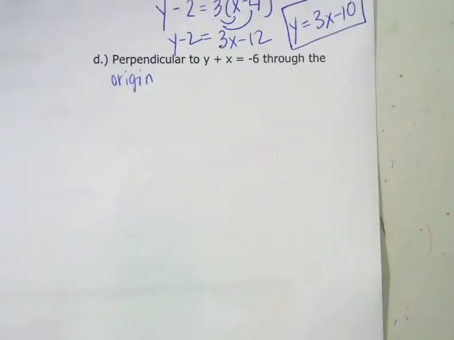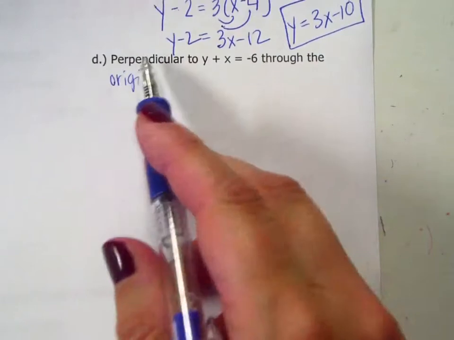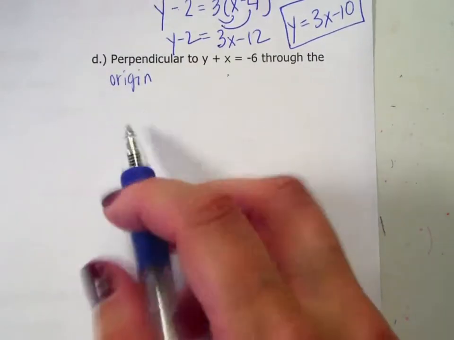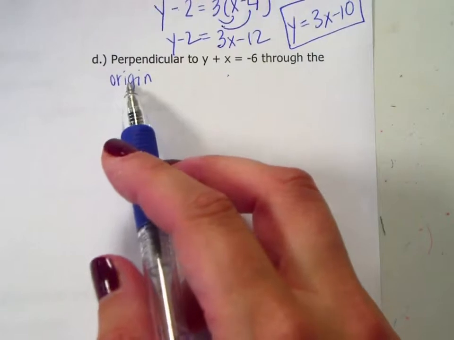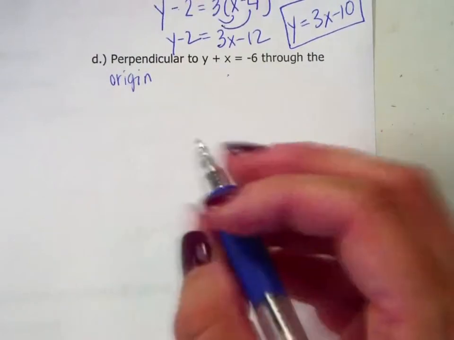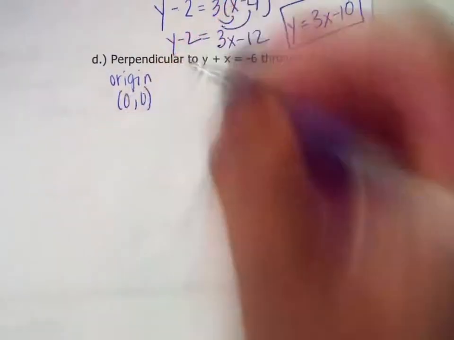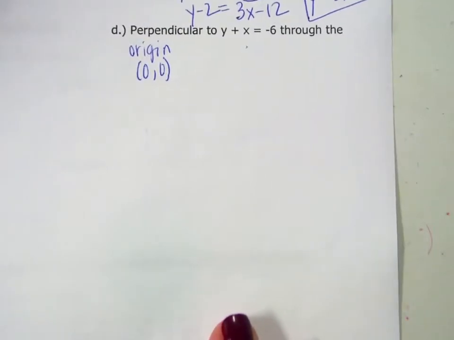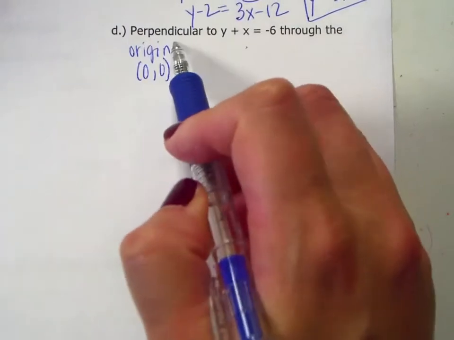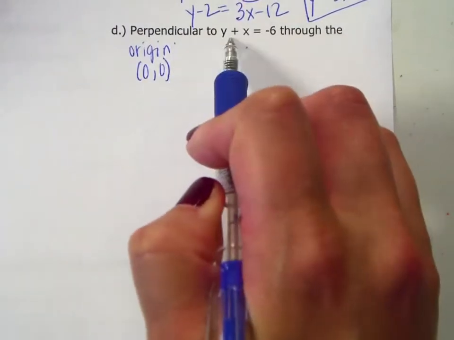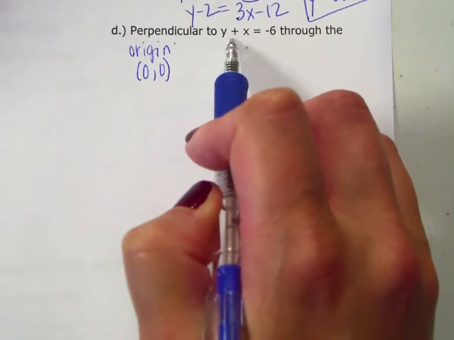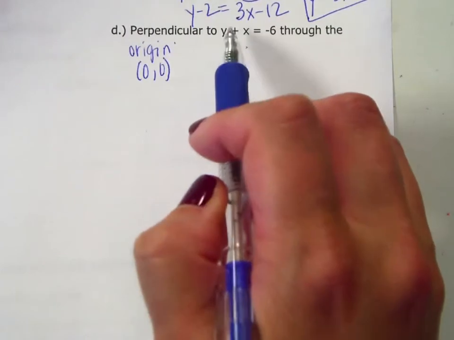All right, last example. Now I'm looking to write an equation perpendicular to that given line through the origin. So first of all, through the origin, what are the coordinates of the origin? Okay, so you might want to make a note that you would be using the coordinates 0, 0 from the origin. And I want my line to be perpendicular to the given one. Perpendicular lines have slopes that are opposite reciprocals. So what I need first is the slope of that given line.